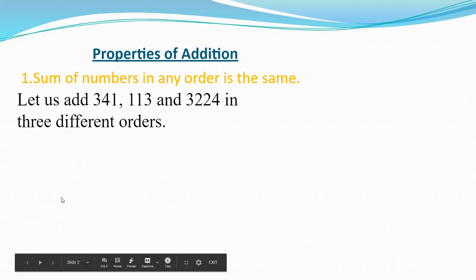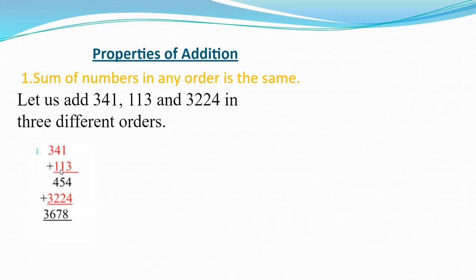The first order is written like this. The red ones show the numbers, and the black color numbers indicate the sum. When we add the first number and the second number, our sum is 454. And to this 454, when we add the third number, the sum we got is 3678. So this is order number 1.